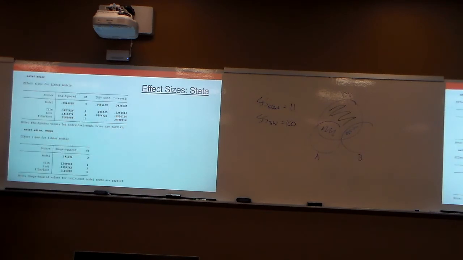You can also run your effect sizes here. So after you go through and run your ANOVA model, estat esize will go through and give you eta squared, confidence intervals, and omega squareds. Notice these are all partial eta squared, it just pops it out for you.